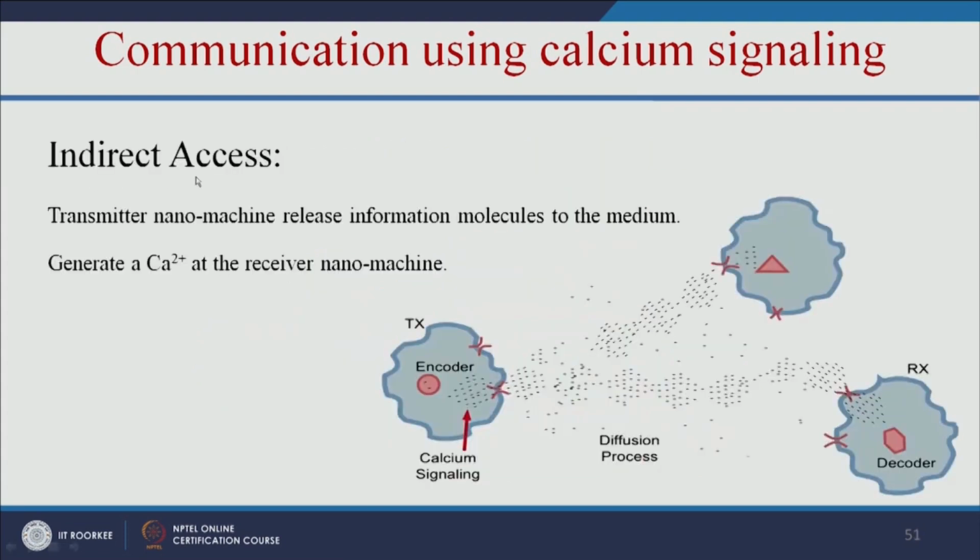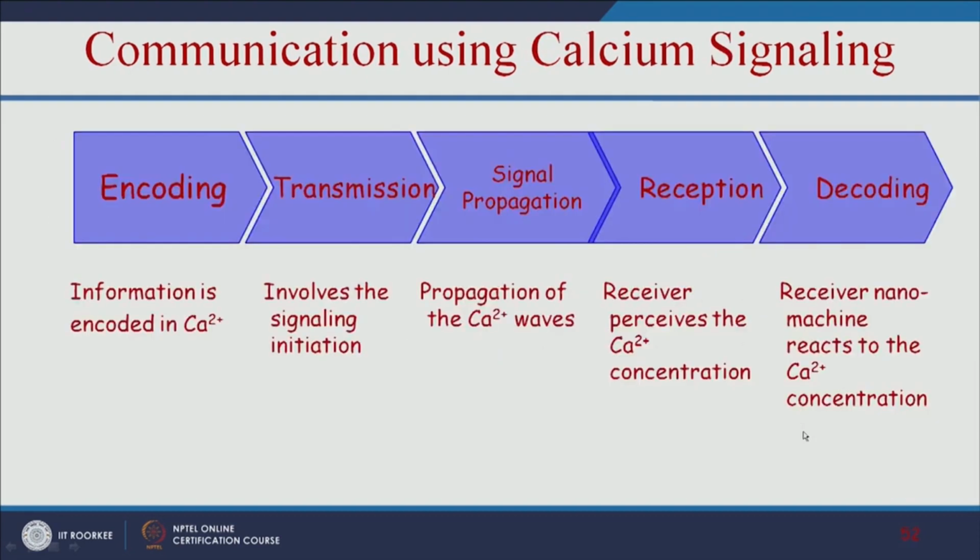Next one is indirect access. Here the nanomachine releases the information molecules to the medium. So, the calcium molecules can go to the receiver which is a little far away, and the receiver will receive the information and perform the task according to the information. Here the information is encoded in calcium and it involves signaling initiation, and it also propagates calcium waves and the receiver receives the calcium concentration. According to the calcium concentration the receiver performs the task.